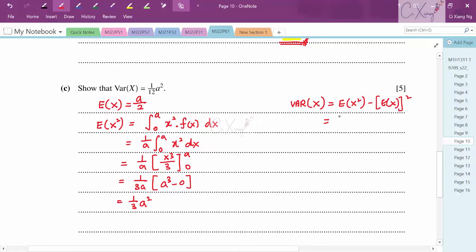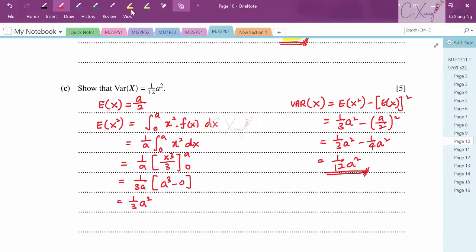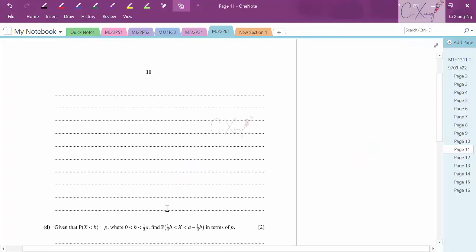Okay, so what is the E(X²) here? It will be 1 over 3a², and the mean square that we listed out just now is 1 over 2, a over 2. So we have (a/2)². And if you simplify this expression, we will have 1 over 12a², which is actually the answer that they want us to show. Okay, so this is what we have for part C. And now let us proceed to part D.